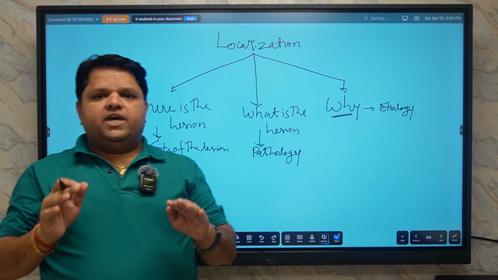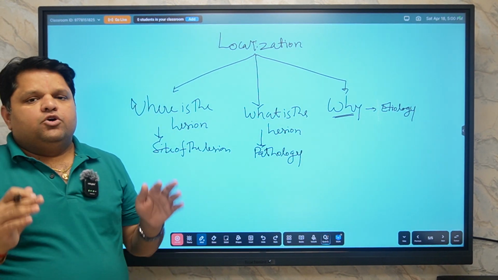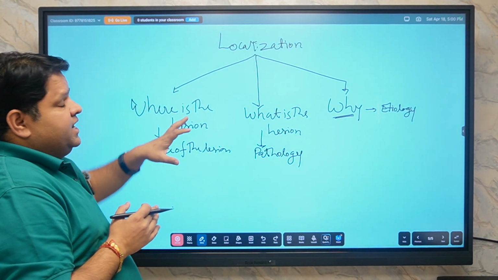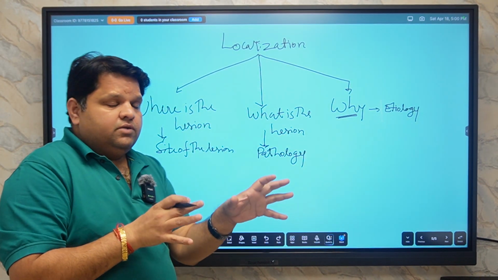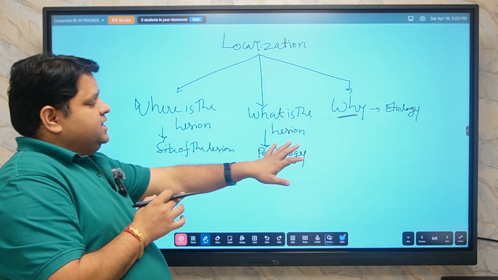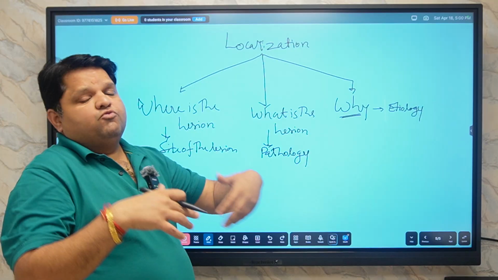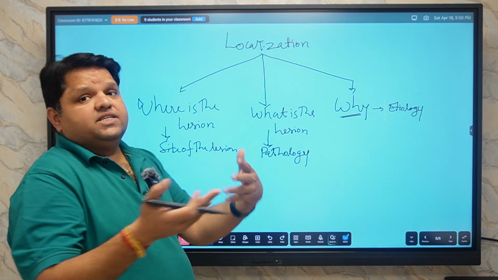So for every case we approach in neurology, we should have three questions in our mind. First, where is the lesion, that is, the site of localization. Second, what is the lesion, that is, what is the pathology. And third is the why, that is, what is the etiology, why this lesion occurs.